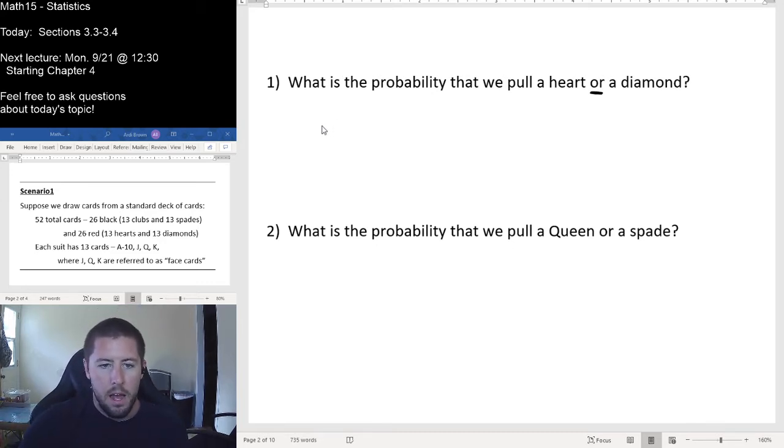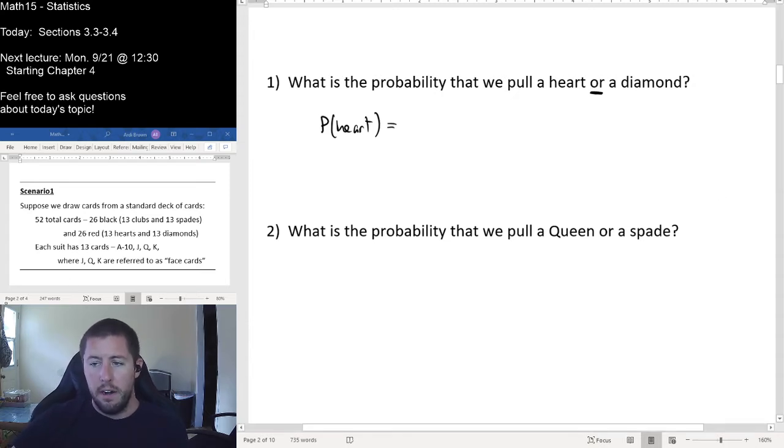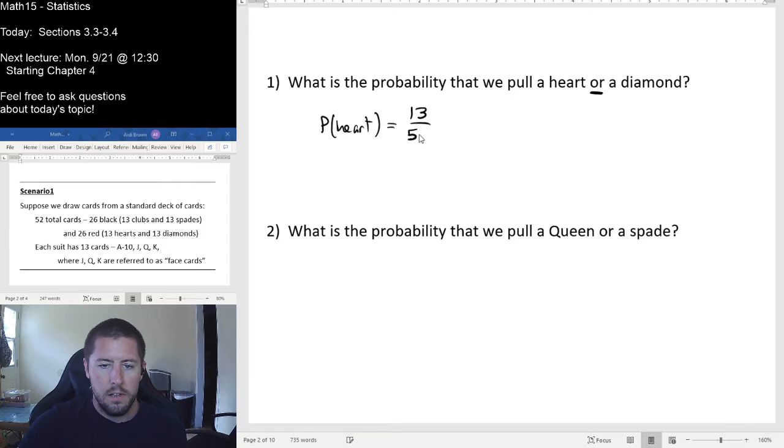I want to make some probability statements for myself that are going to help me figure this out. The first thing I might want to think about is just what is the probability of pulling a heart. If I want to know that, I'm going to look over at my scenario information. What I see is that out of all 52 cards, 13 of them are hearts. So this should be 13 out of 52 cards. Certainly this represents 1 in 4 suits, where there are 4 equally distributed suits in the deck. So either of those fractions would be appropriate.